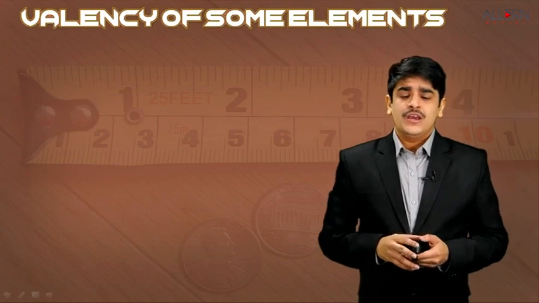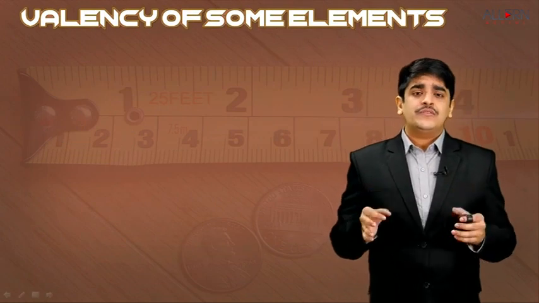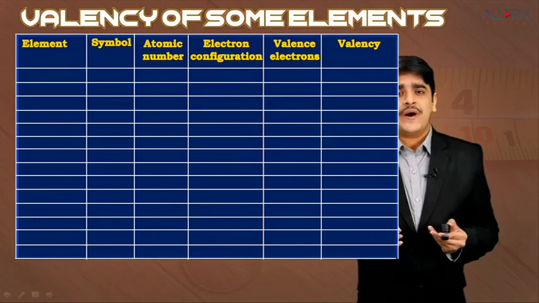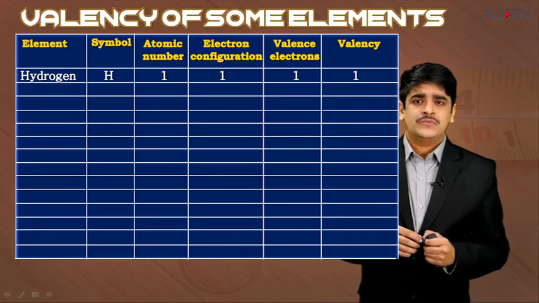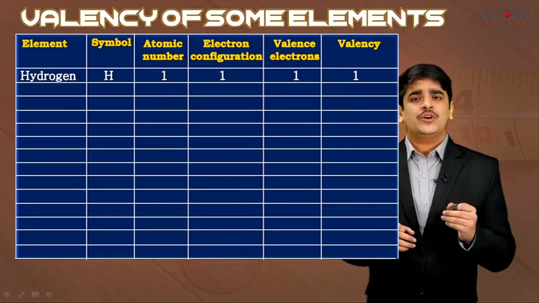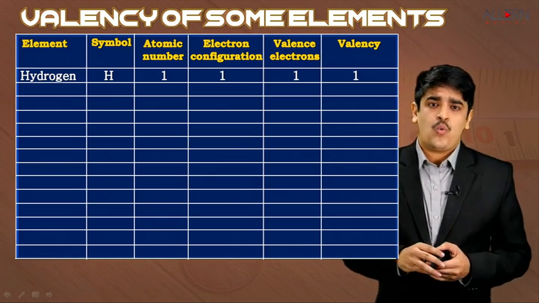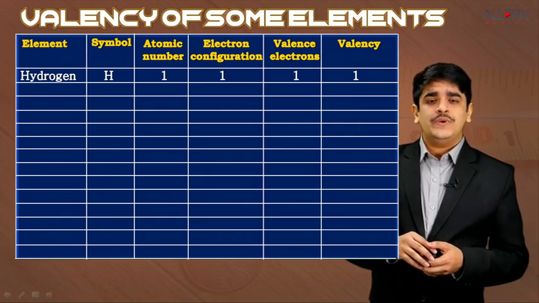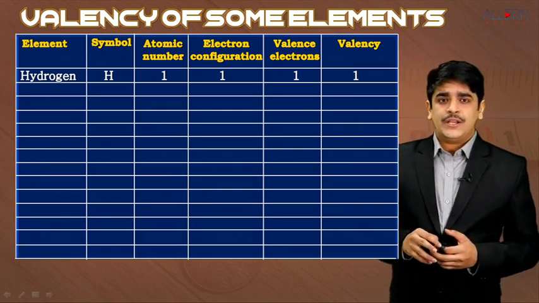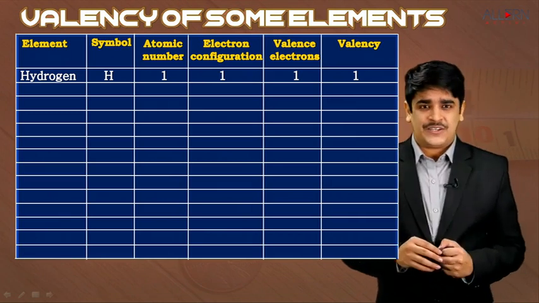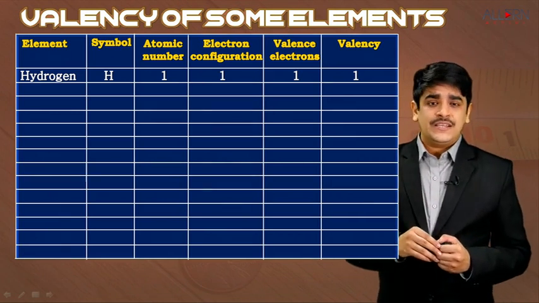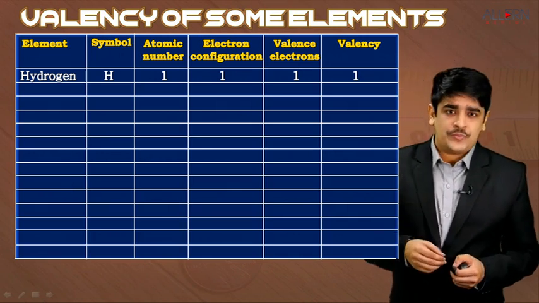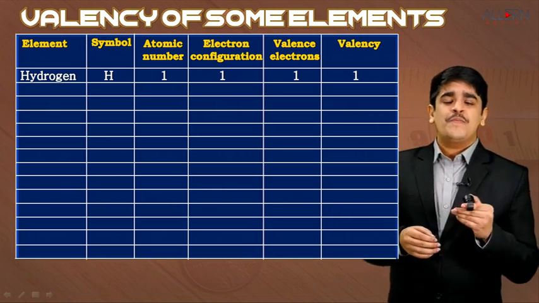Okay. Now valency of some elements. We're going to calculate the valency of the first 20 elements. Listen to this very, very carefully. My first element is hydrogen, which has an atomic number of 1, an electronic configuration of 1, and 1 valence electron. What is the desired configuration for hydrogen? Hydrogen wants to be like helium. So for that, it will need to gain 1 valence electron. In that case, the valency could be -1. Hydrogen also has the option of losing an electron. If it does that, it will have a valency of +1.